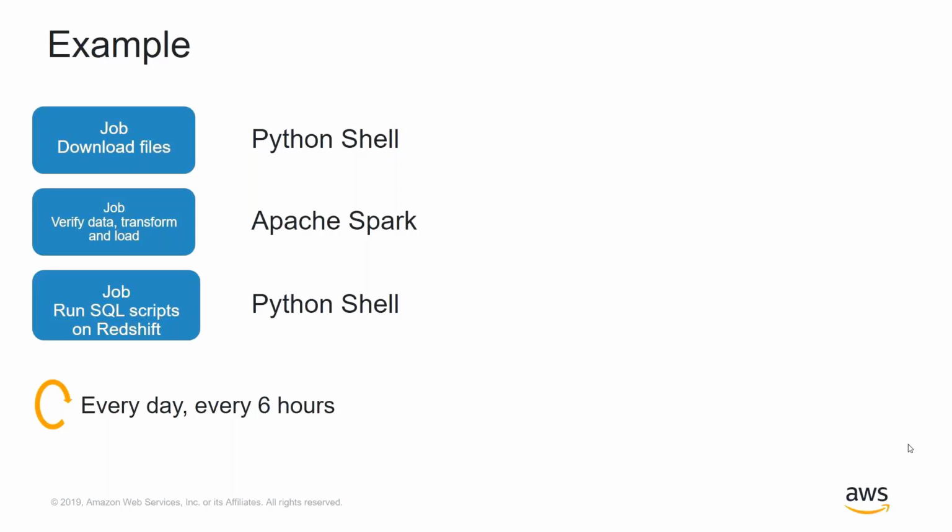Finally, this particular pipeline, we want to run on a schedule, right? So it's something like every 6 hours. For that, we will look into Glue triggers and learn more about it. So from here, we are going to learn more about Python shell, the Apache Spark environment in Glue, and we will also learn about Glue triggers.